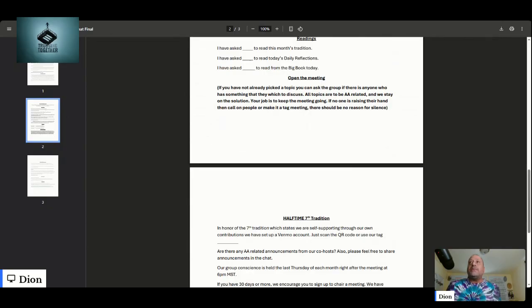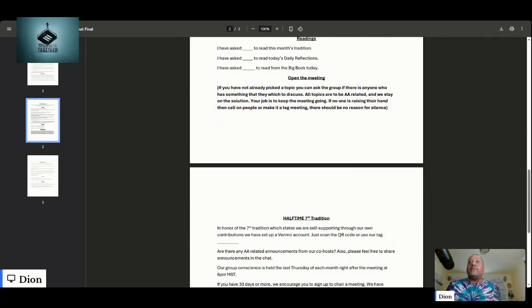There's usually a timer, usually 3 to 4 minutes, but you do not need to worry about the timer. You are chairing. So this says, if you've not already picked a topic, you can ask the group if there's anyone who has something they wish to discuss. All topics are to be AA related, and we stay on the solution. Okay, and this is your job.